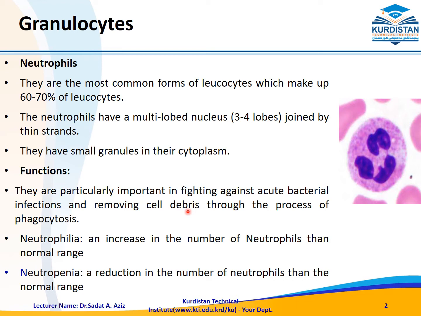Neutrophil is also called or recognized as a weak phagocytic cell because it can only engulf or remove these small particles from the site of infection. An increase in the number of neutrophils is called neutrophilia, while a reduction in the number of neutrophils is called neutropenia.